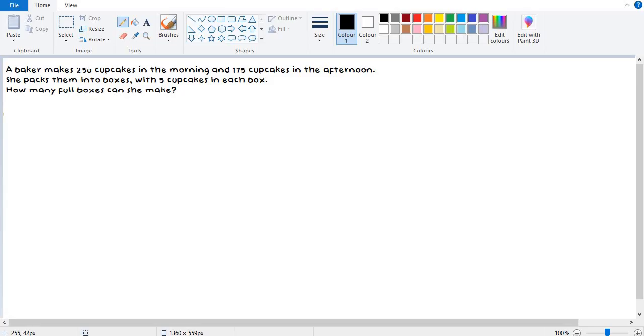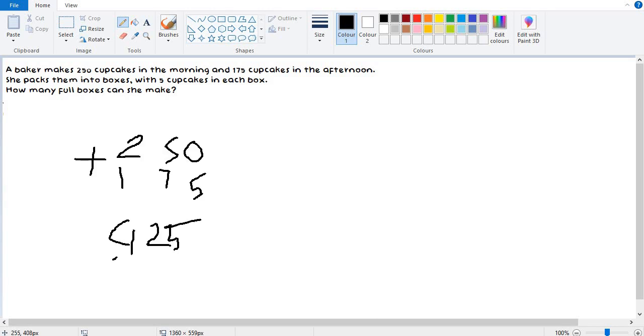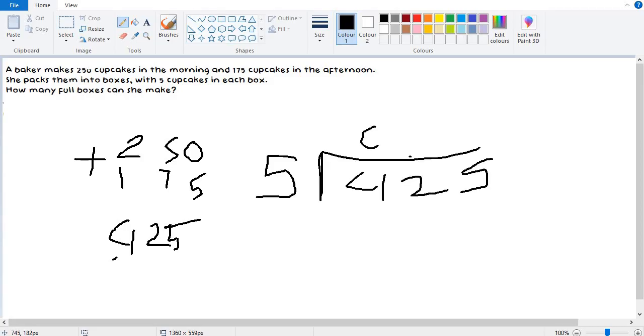So you can either do 250 divided by 5 and 175 divided by 5, or you can add them both up to make it a lot easier, as it's the most efficient and convenient way to do it. So I got 425, and we have to fit 425 into boxes with only 5 cupcakes in each box. So we have to divide 425 by 5. I'm going to use my bus stop method, which gave me 85. And there's no remainder, so you can make 85 full boxes.